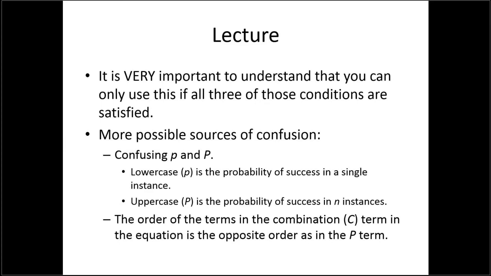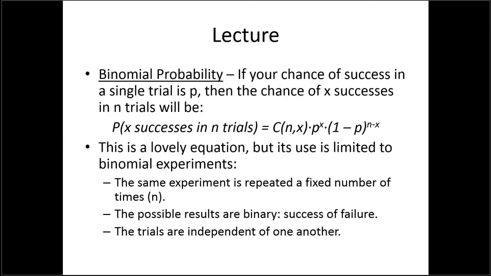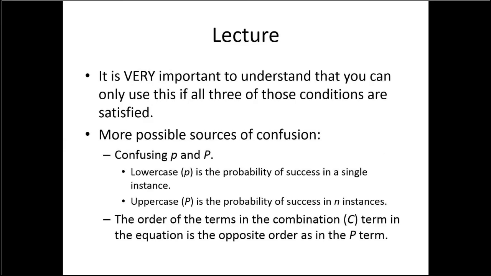So you have a lowercase p and an uppercase P. An uppercase P is the probability of success. A lowercase p is the probability of success in a single instance. And the order of the terms in the combination is opposite the order in the probability. So if you look back at that equation here, we have probability of x given n is the combination of n given x. So be careful, those get switched around.